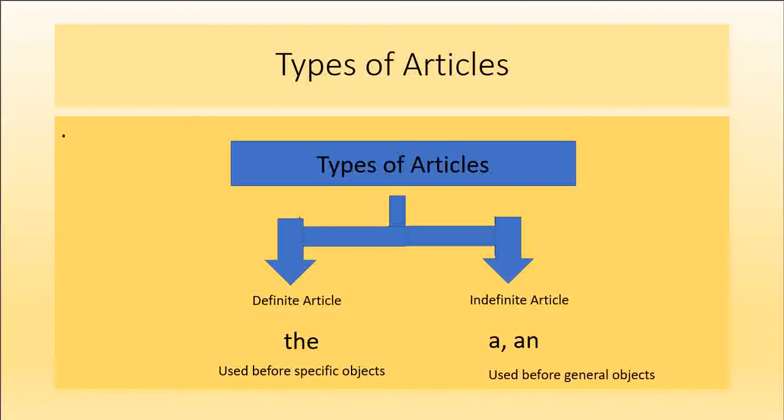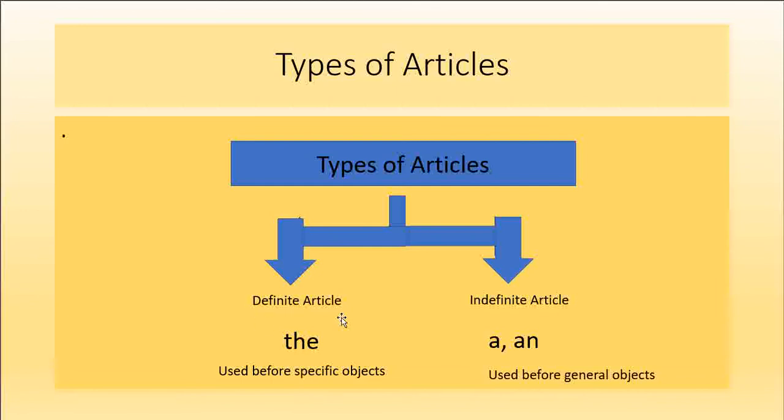Now, articles are words which are used for making some noun specific or unspecific. There are two types of articles: the definite article and the indefinite article. The definite article is the, which is used to make things specific, or it is used before specific objects, and the indefinite articles are a and an. A and an both are used before common nouns or things which are general, or used before general objects. Now let us dive into it so that we have a better understanding.